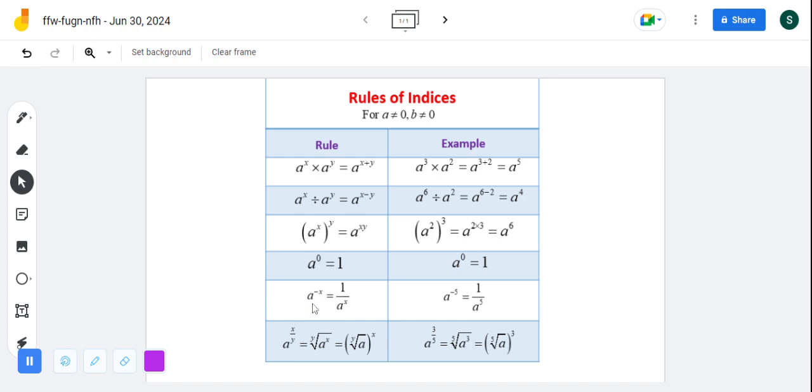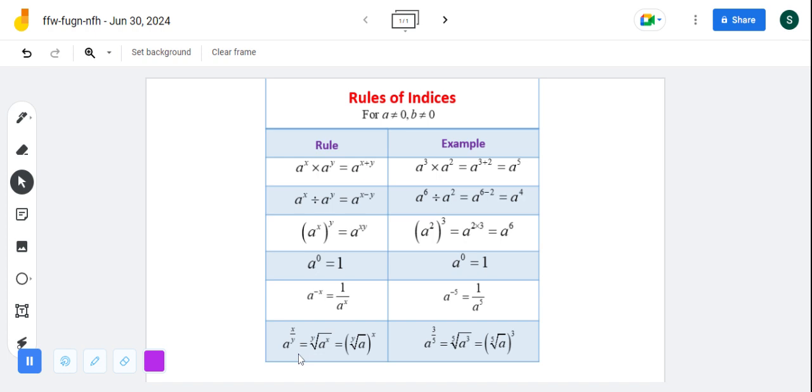Now, when we have the indices to the negative, it equates back to the indices or index being superscript over 1. And you can see an example over to the right.